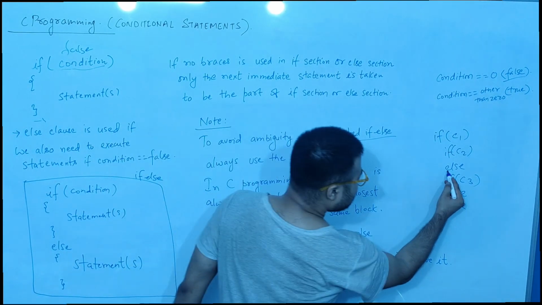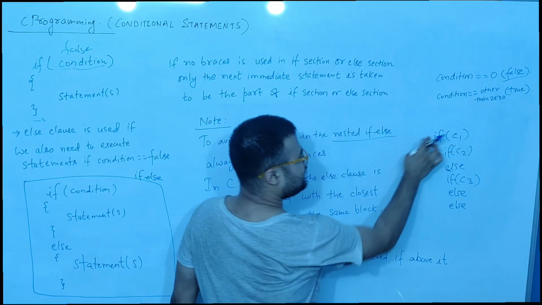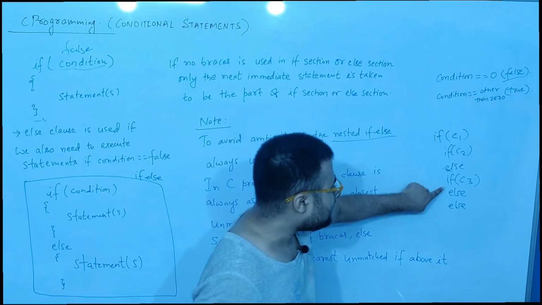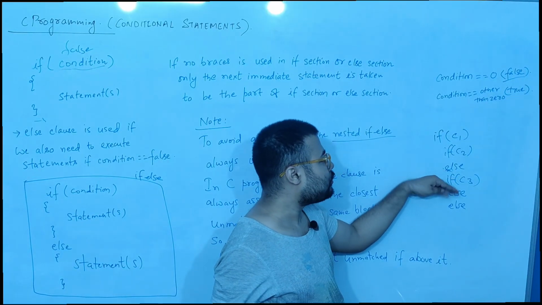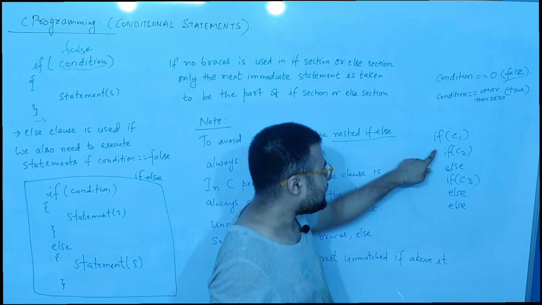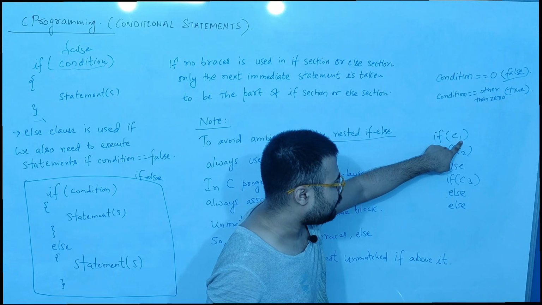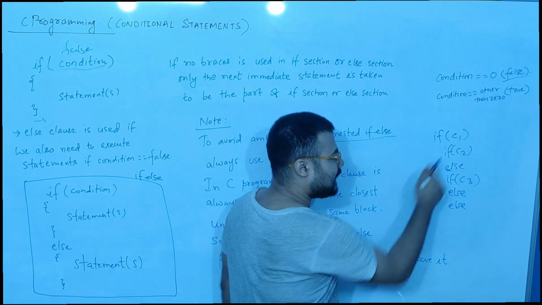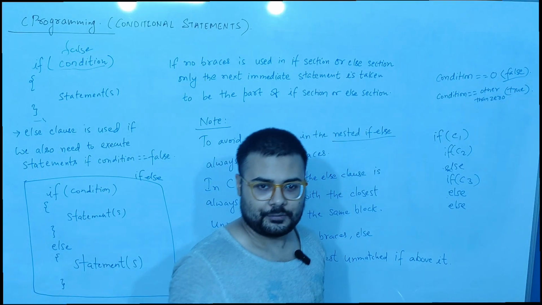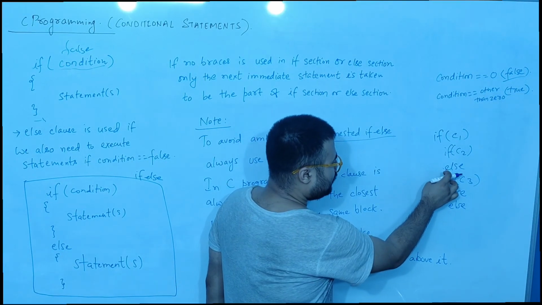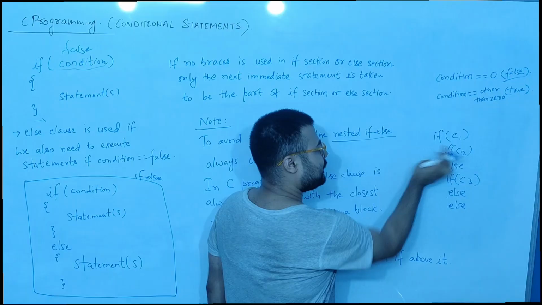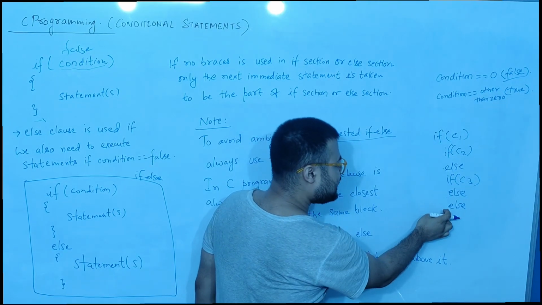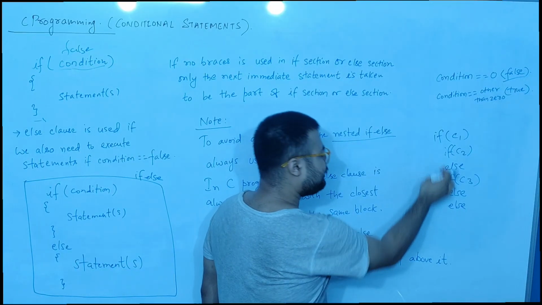So which else belongs to this if? If you can see, you have three else. Then which else belongs to which if? If I ask you, if C1, this is one of your if, and you have three else. It means each else has to belong to one if. So does this else belong to this if or this if or this if?